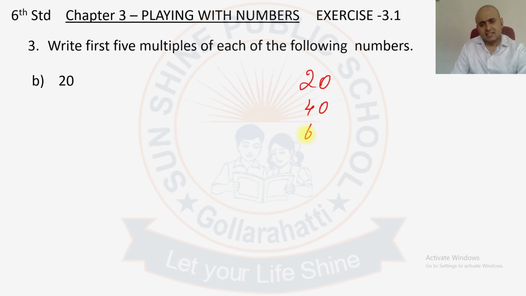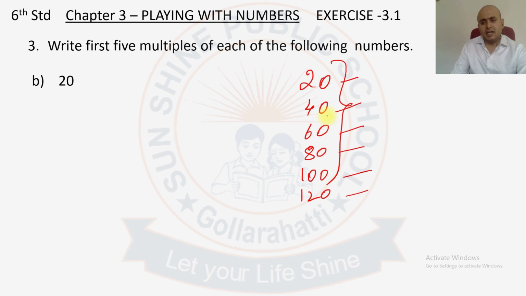Next, 2 threes are 6, that is 60; 2 fours are 8, that is 80; 2 fives are 10, that is 100; 2 sixes are 12, that is 120. That is, 20 ones are 20, 20 twos are 40, 20 threes are 60, 20 fours are 80, 20 fives are 100, 20 sixes are 120. Since the 20 table is easy, these are the 5 multiples of 20. Multiples of 20: 20, 40, 60, 80 and 100.